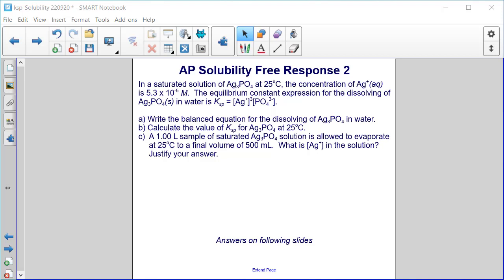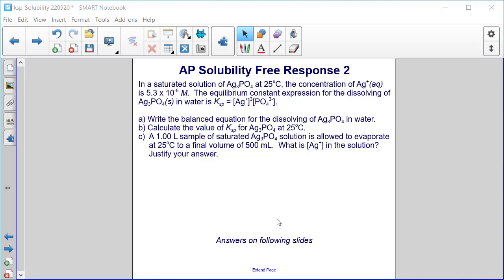AP solubility free response 2. In a saturated solution of Ag3PO4 at 25 degrees C, the concentration of silver ion is 5.3 times 10 to the minus 5 molar. The equilibrium constant expression for the dissolving of silver phosphate in water is Ksp equals concentration of the silver ion to the third power times the concentration of the phosphate ion. A. Write the balanced equation for the dissolving of silver phosphate in water. B. Calculate the value of Ksp for silver phosphate at 25 degrees C.